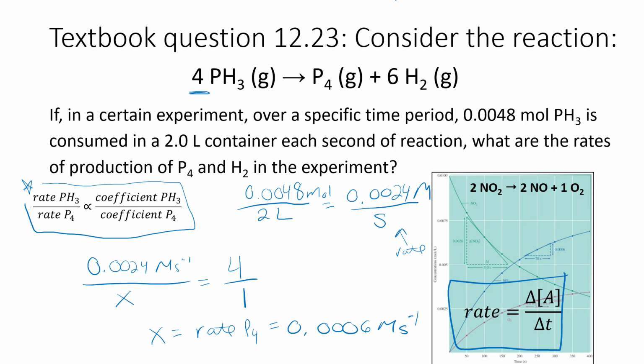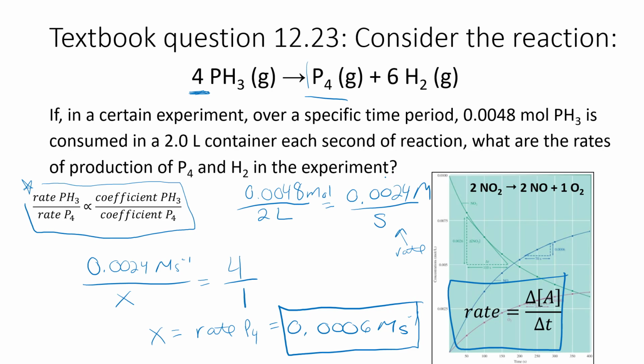Now, does that make sense? If I've got my reactant, which is PH3, and there's 4 of them, for every 4 that decompose, I'm going to create only 1 of my P4s. And so you would expect it to be going at basically 1/4 the rate of PH3. Okay, and so this is my rate here of my P4.